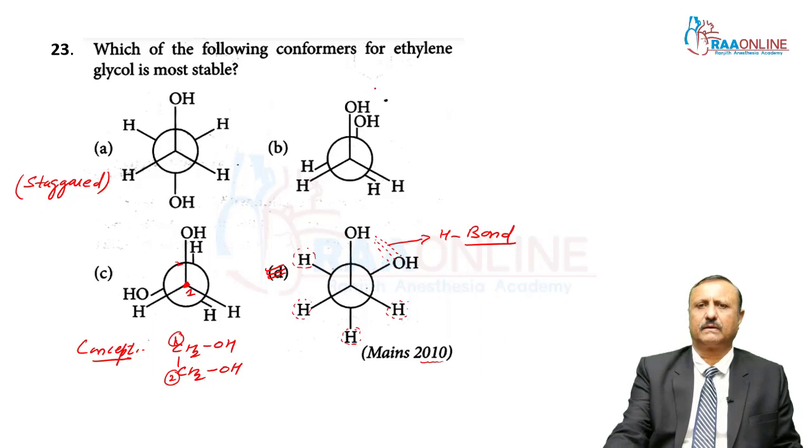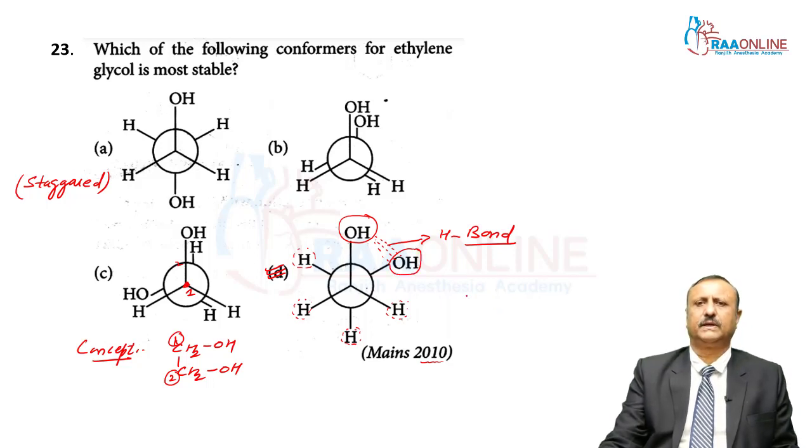Here you can see a hydrogen bond is present, but torsional strain also occurs because this hydrogen is nearer to each other. So this is less stable. Here these all are far away, but only the OH groups are nearer to each other, so here, my dear friends, a hydrogen bond is established. So in question 23, my dear students, the answer is D. It's a very confusing question, but the answer is D, and the concept is that this is due to hydrogen bond.